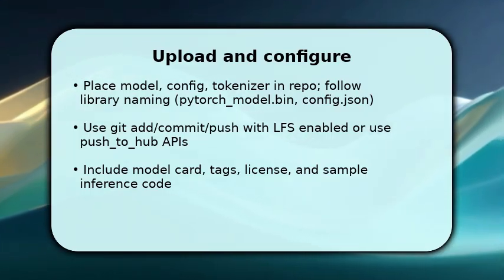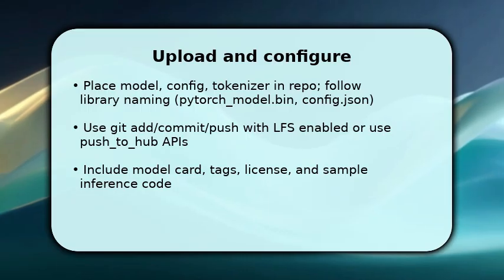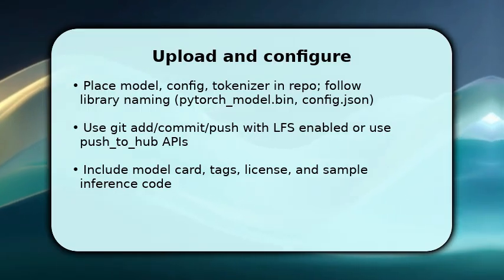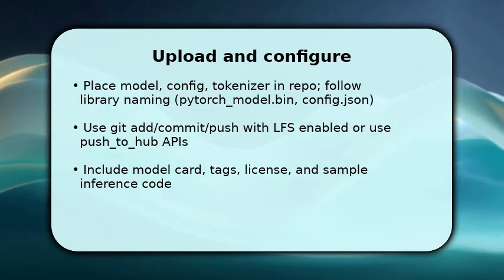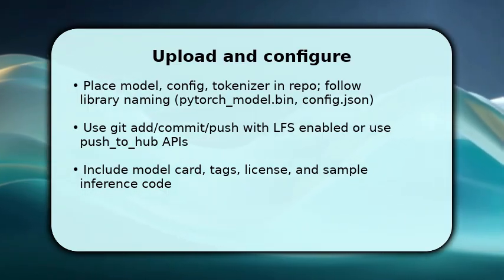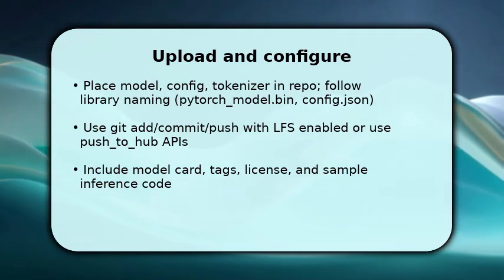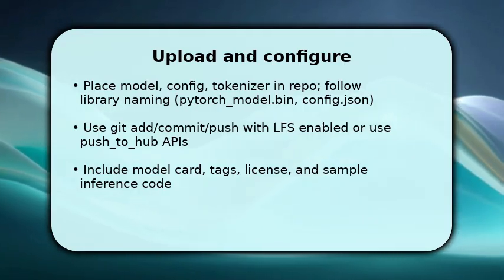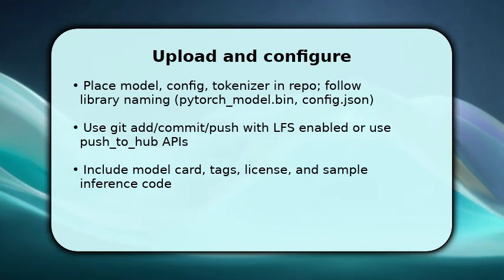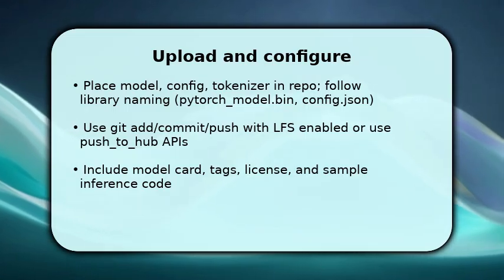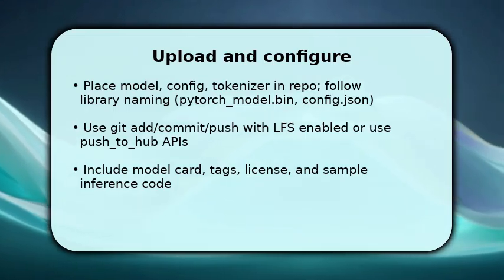Once organized, either use git add, commit, and push with LFS active, or call push_to_hub from Hugging Face Hub to upload directly. Pick the method that matches CI needs. After upload, add a model card with tags, license, and example inference snippets because those inform users and enable Spaces and auto hosting. Make sure metadata is accurate so deployments and docs load correctly.